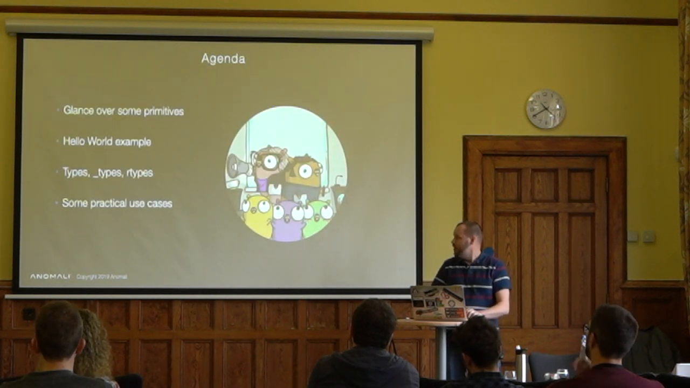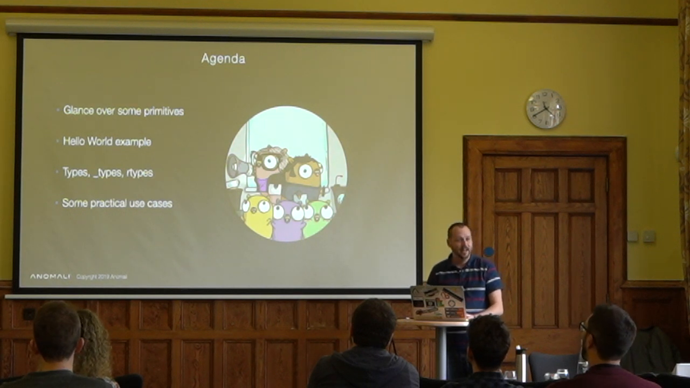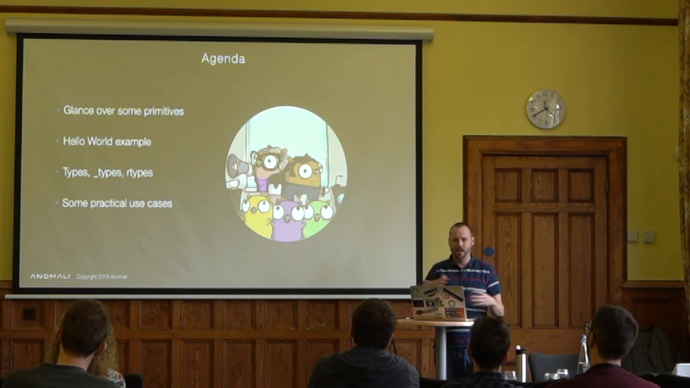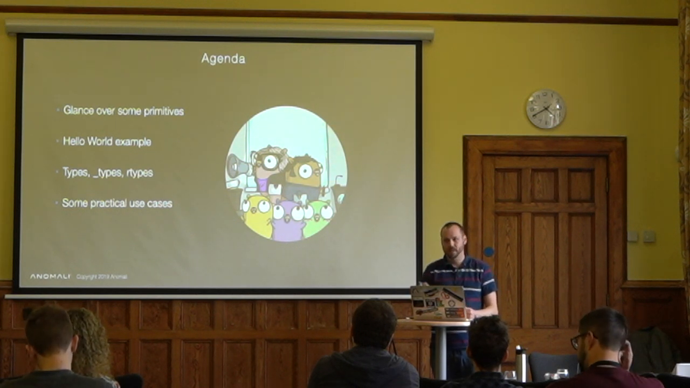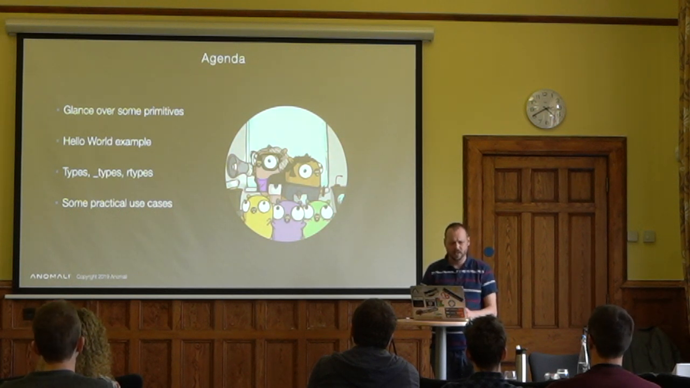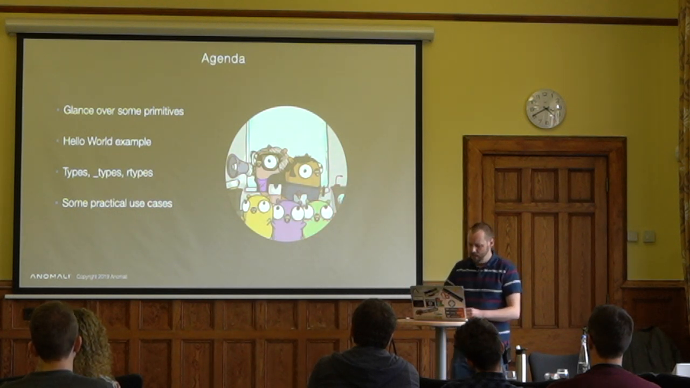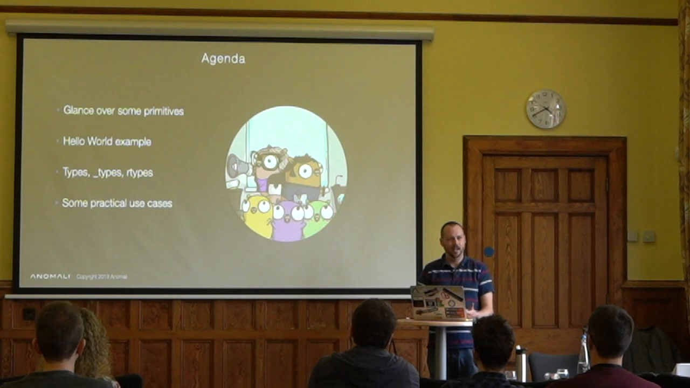So for the agenda for this presentation, there's a lot of stuff going on under the hood of the binary that's produced by Go. We're going to start out by glancing over a couple of primitives that the language uses and how it defines them differently to other languages, mainly because we will see them in examples. And then we'll look at a hello world, see the assembly produced from that, and compare it to some other languages.